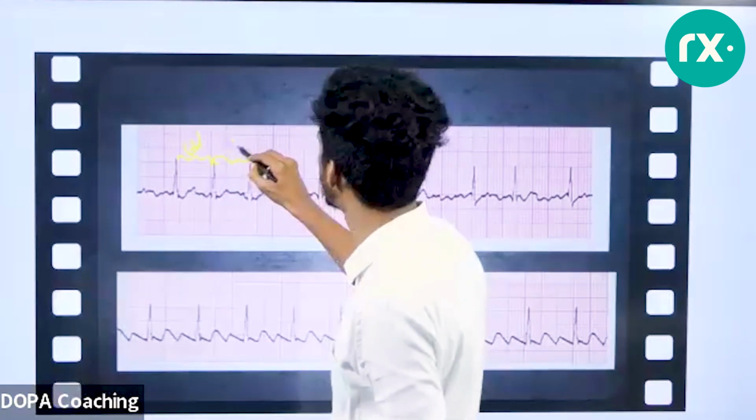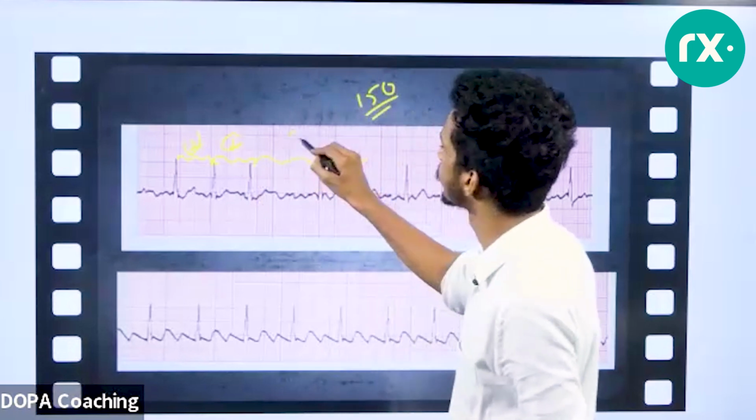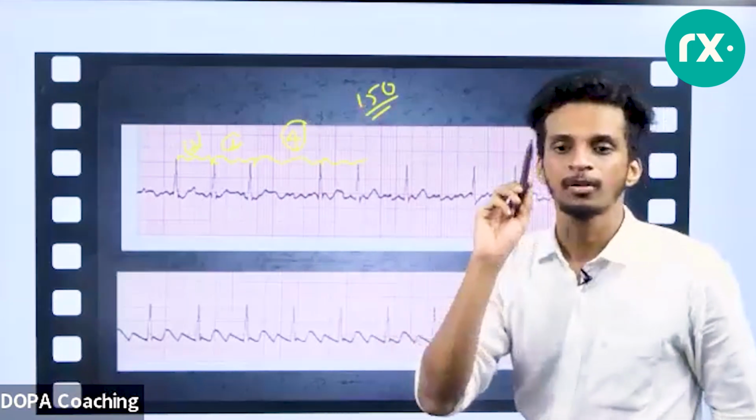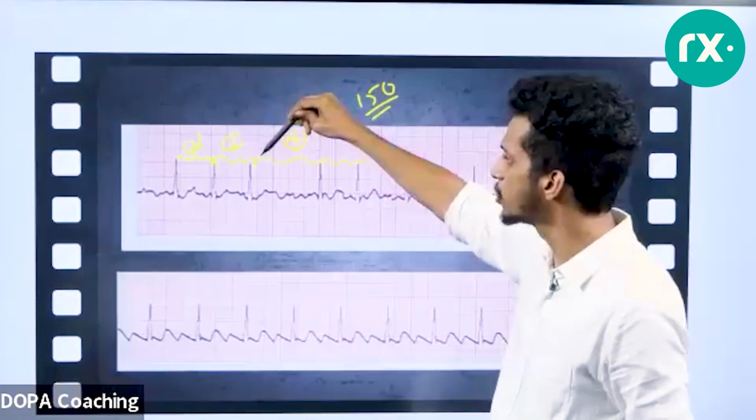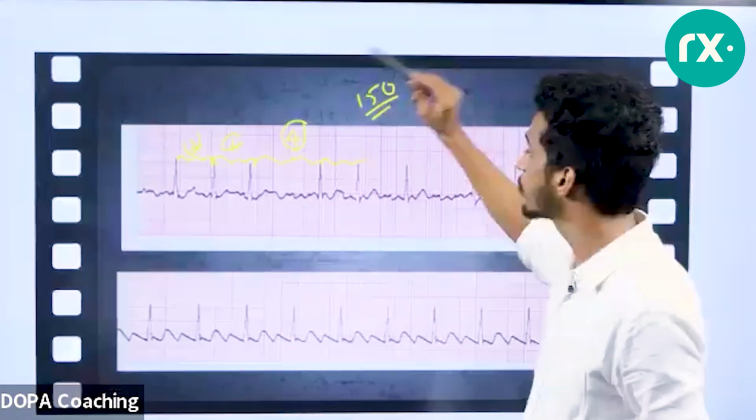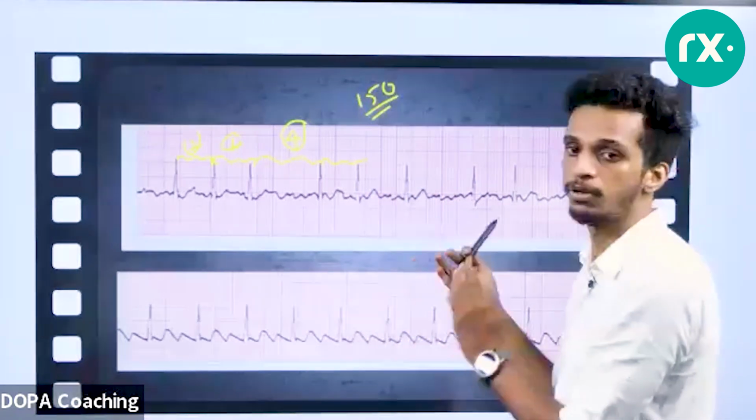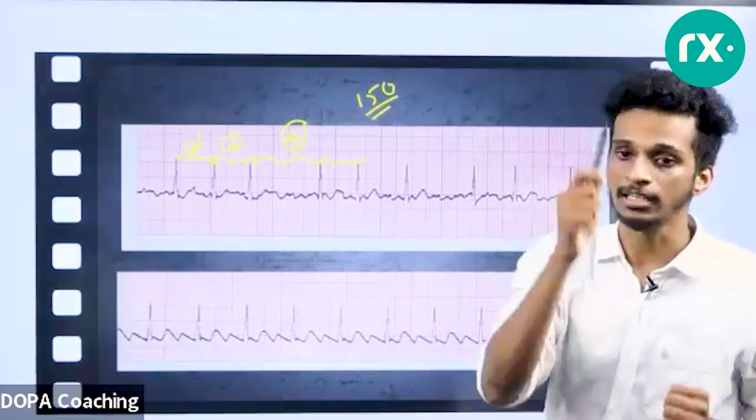Here again it is 2. But here it is around 4. So here the number of log squares between 2 waves is 2. Here again it is 2, but here it is 4. And whenever we have a varying number of log squares between 2 waves, we know that it is an irregular rhythm.